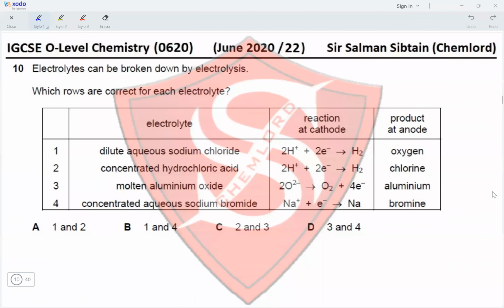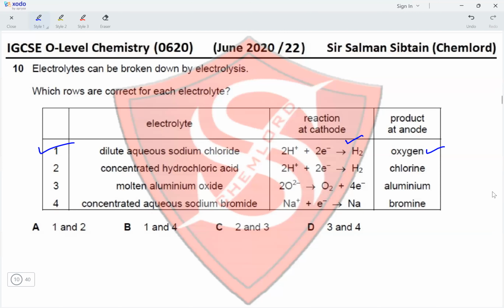Question 10. Electrolytes can be broken down by electrolysis. Which rows are correct for each electrolyte? So we have dilute aqueous sodium chloride. Reaction at cathode: cathode is where reduction takes place, and we have aqueous, so it would be hydrogen gas that is being produced. So 2H+ plus 2 electrons gives H2. This is correct. And the product at anode would be oxygen, because this is dilute aqueous sodium chloride. So this is also correct. So row 1 is correct.